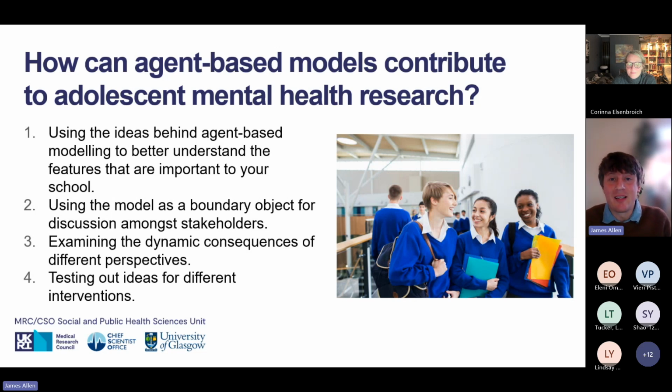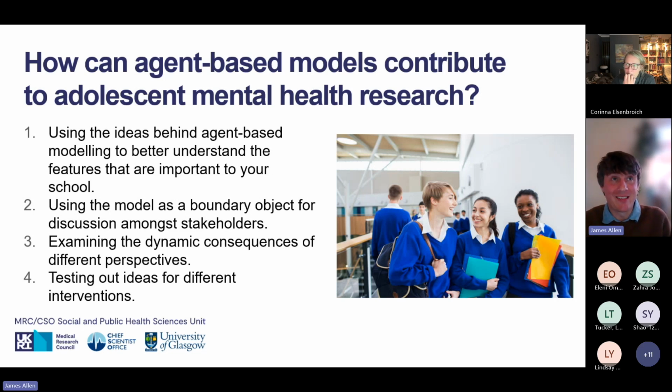there are 4 ways I think that agent-based models can really help us understand adolescent mental health. The first is that using these ideas behind an agent-based model can help us understand features that are important in the school. The second is using the model as a boundary object, this idea in complexity science of something you can discuss, which can really help with discussion amongst our stakeholders, essentially.